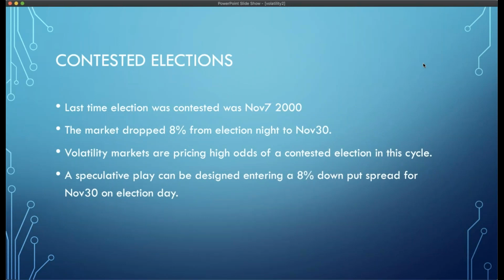Now let's look into elections. I mentioned that this year is an election year. Election years are always fun, no? They make November extremely volatile. And for this election in 2020 in particular, there is an aspect of the election that is important to be considered.